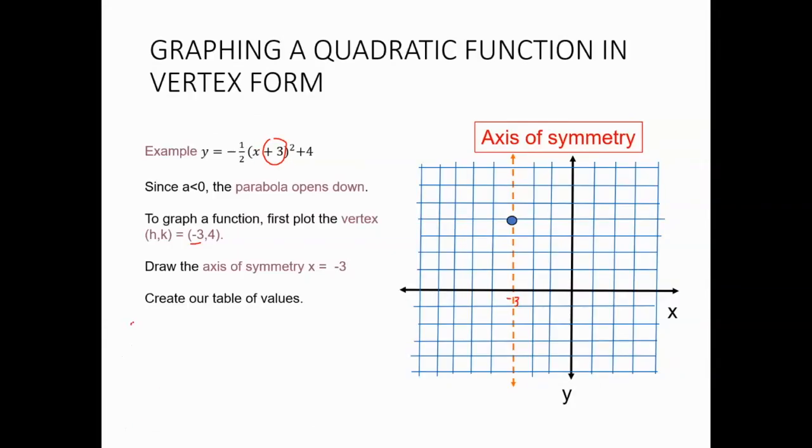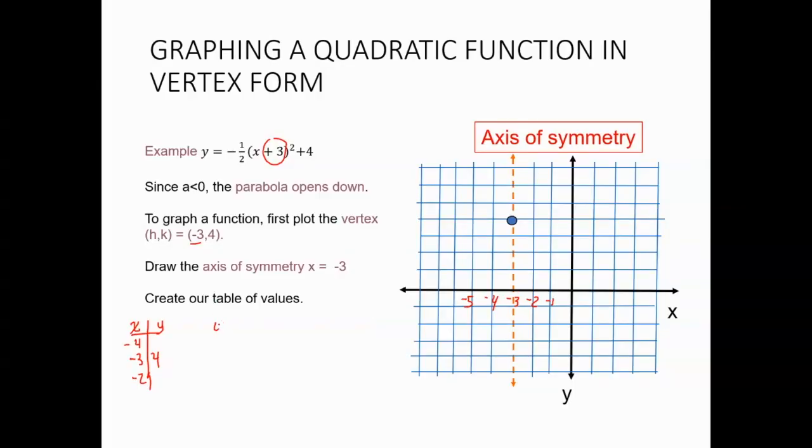Now we can create our table of values just like we did, but we're just going to do 3 points this time. I'm going to start with my vertex, negative 3 and 4. A point to the left of this would be negative 4, and to the right is going to be negative 2. Looking at the number line is the easiest way to do this, because sometimes our brains can think of just random numbers to throw in there. But I'm going to pick negative 4 and negative 2.